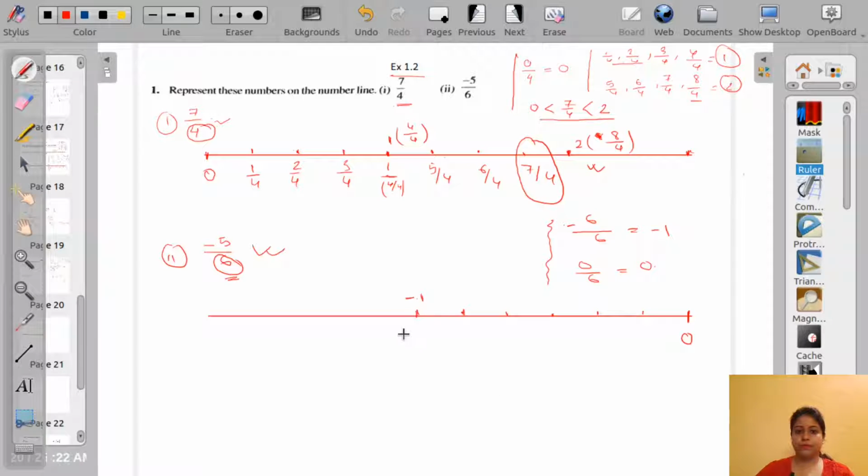Okay. So minus 1 means what? This one is minus 6 by 6. This is minus 5 by 6. Minus 4 by 6. Minus 3 by 6. Minus 2 by 6. And this one is minus 1 by 6. Now our number is minus 5 by 6. So we will make a circle over here. Okay, next question.